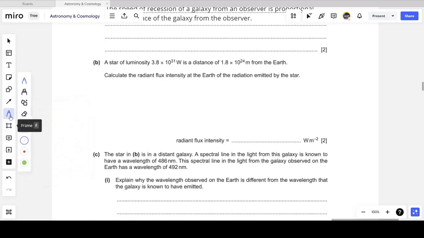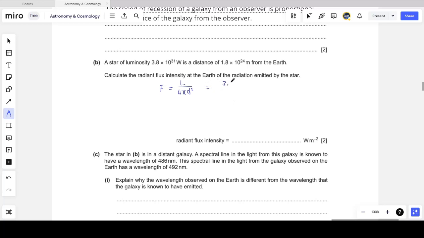And next we are told that a star of luminosity 3.8 times 10 to the power 31 watts is a distance of 1.8 times 10 to the 24 meters from the Earth. Calculate the radiant flux intensity at the Earth of the radiation emitted by the star. So remember, radiant flux intensity F is the known luminosity L divided by 4 pi d squared, where d is the distance between the two objects. So F is what we measure at the Earth, L is what is given out at this star.